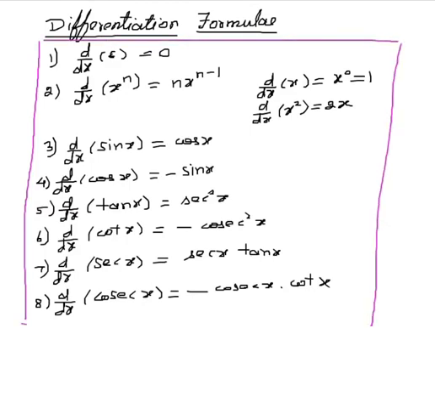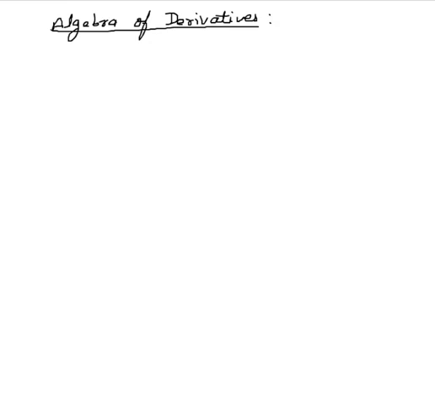Now we are going to do the differentiation questions using these formulae. Only when the question says by first principle method, we use first principle formula. Otherwise, we can do direct differentiation. Algebra of derivatives. If you have sum of two functions, to find the derivative of sum of two functions, we can do derivative of each term and then add. Similarly for subtraction.